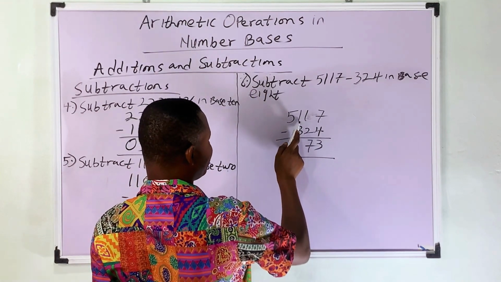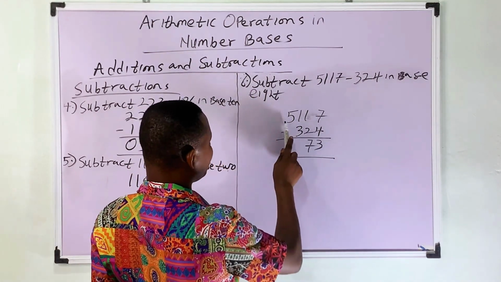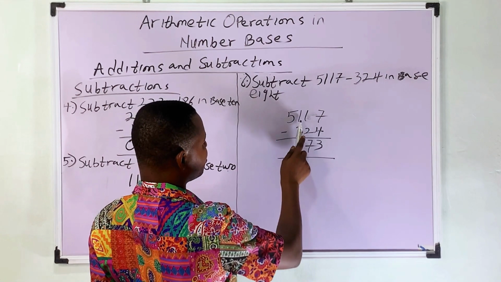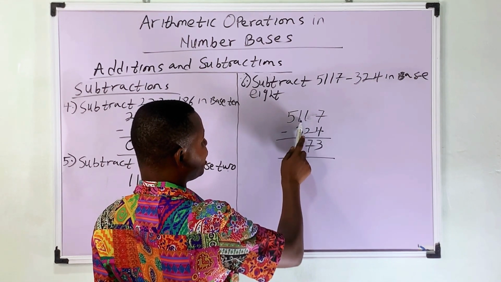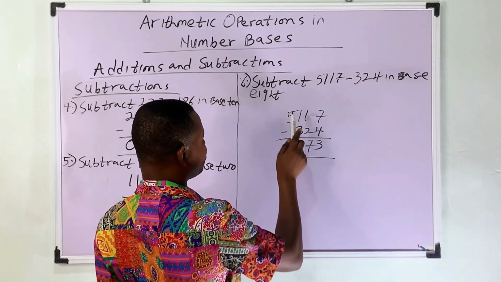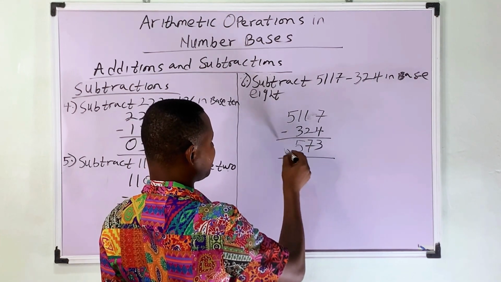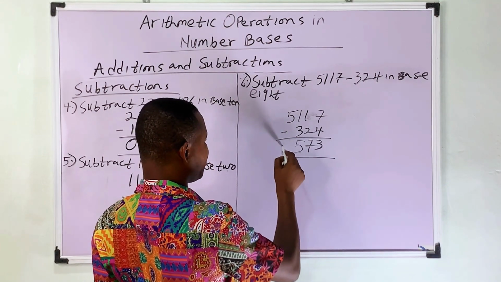We have 0 left here. We borrow 1 here, we turn it to 8. Add it to 0 that is left here, that is 8. 8 minus 3 will give us 5. And we are left with 4 here.